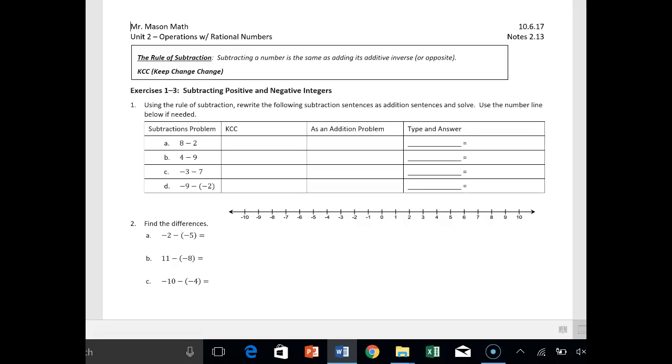So today, it's finally the day, you're going to figure out how to subtract rational numbers or subtract integers, and there's a little bit of a twist with it. So the rule for subtracting is that subtracting a number is the same as adding its additive inverse, or opposite. So subtraction, write this down, subtraction is the same as adding the opposite.